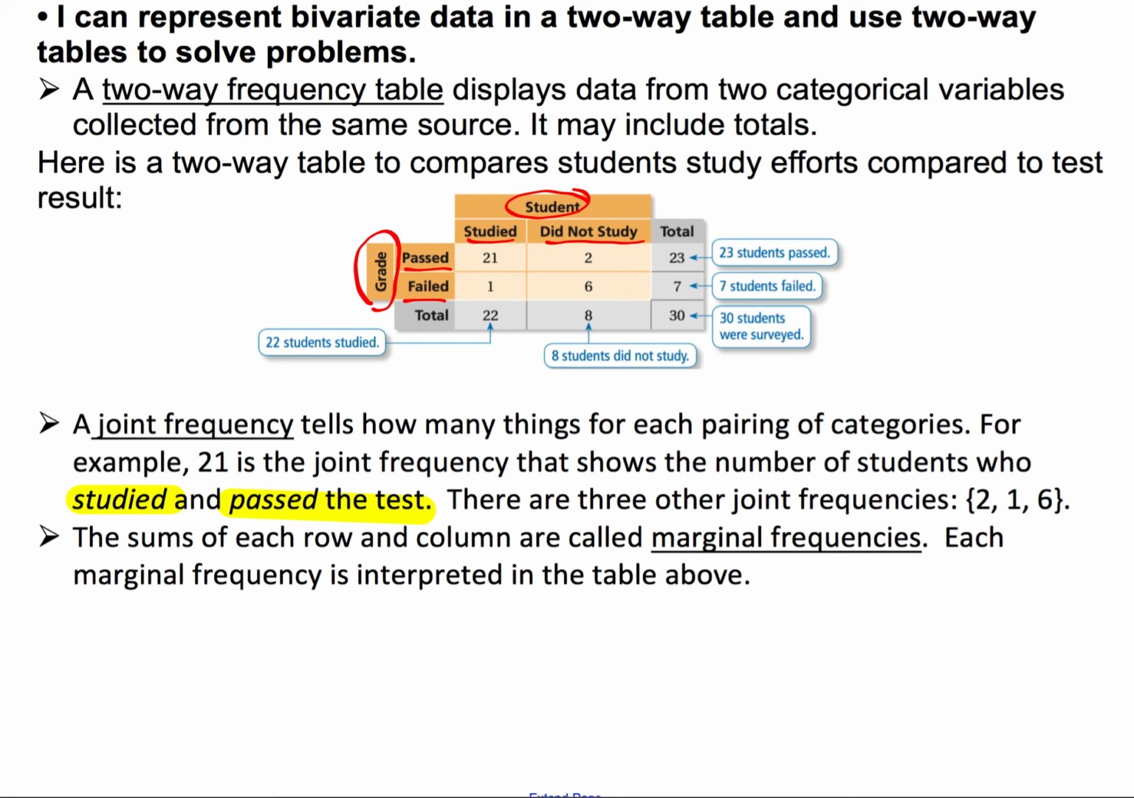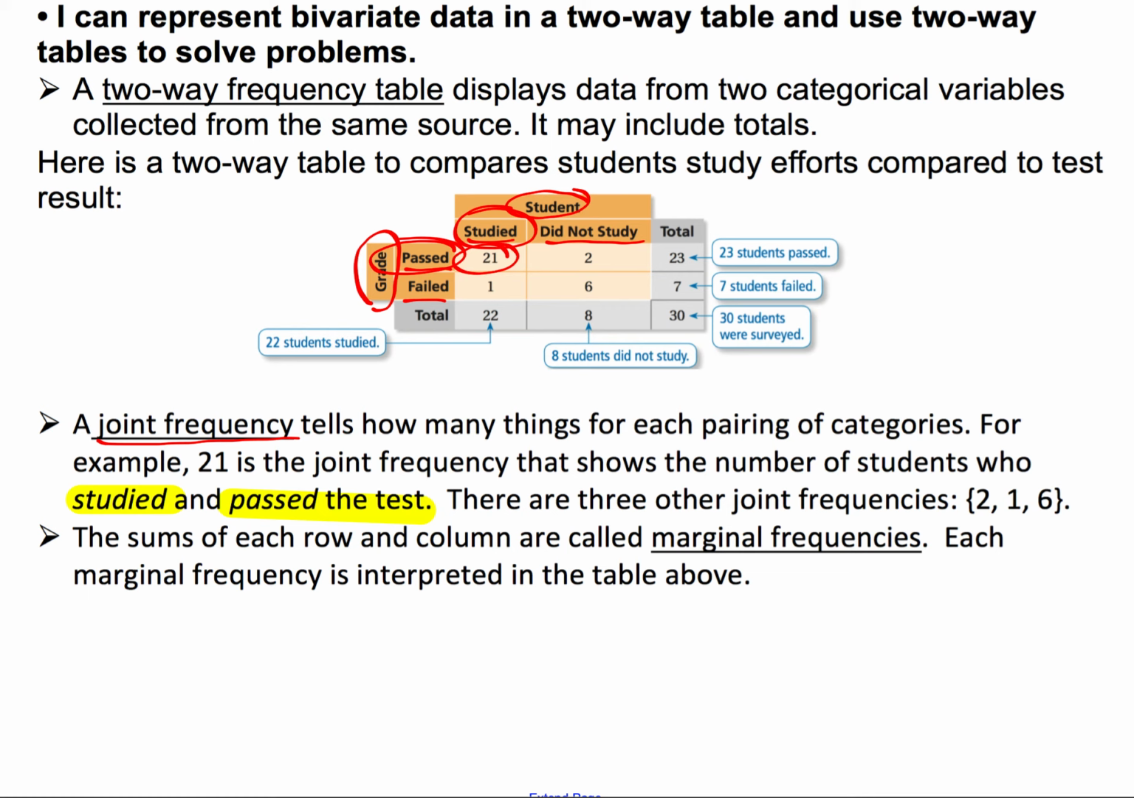Okay, a couple of vocabulary words. A joint frequency. I've already used this word a couple of times. A joint frequency tells how many things for each pairing of categories. For example, 21 is the joint frequency that shows the number of students who studied and passed the test. There are three other joint frequencies, namely 2, 1, and 6.